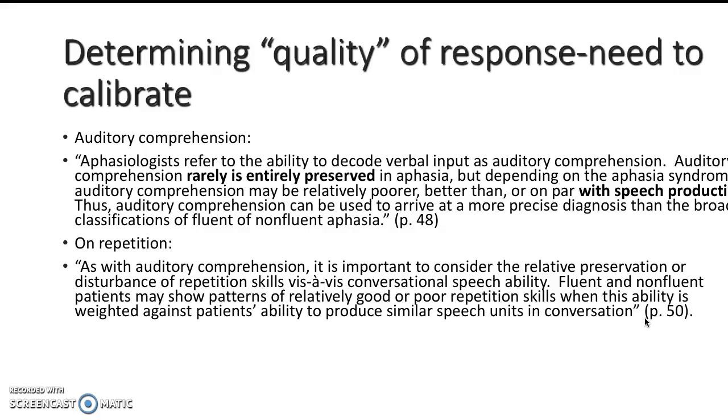Otherwise, you might rate somebody as having poor repetition, and I would say it was relatively good. If we have some kind of guideline, it helps us to be more consistent. When we're more consistent, we're more reliable. When we're more reliable, we get better results. So these are the ways that we differentially diagnose aphasia. These are the key ideas or key ways of differentially diagnosing aphasia.